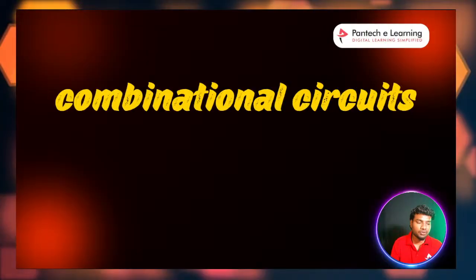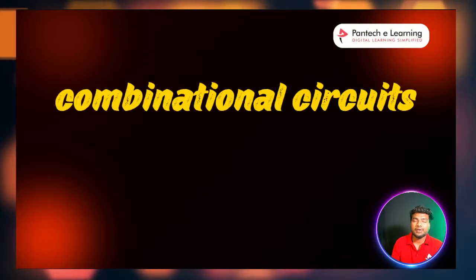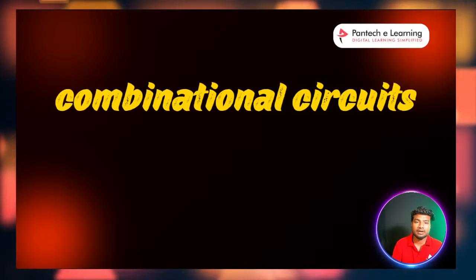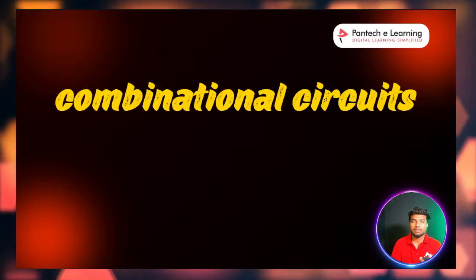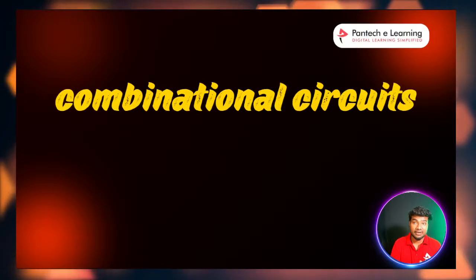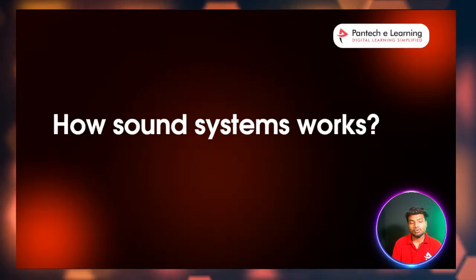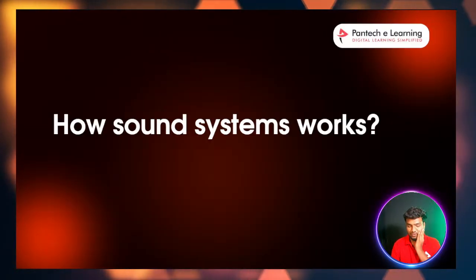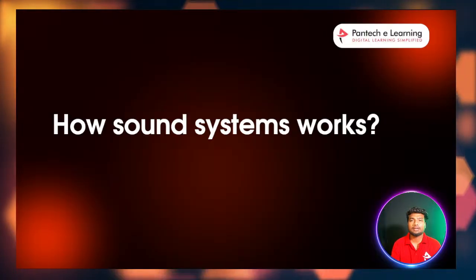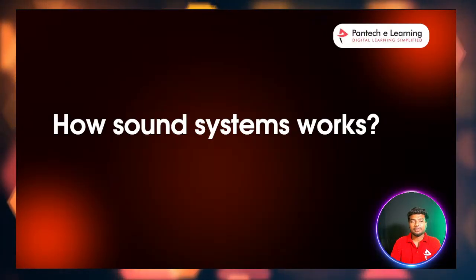And then let's move into combinational logic. Combinational logic is nothing but, based on the current input only, it will give the output. This is the basic thing of combinational logic. Before going to that, I will ask one question. How does a sound system work? I think some of you know about the home theater. We have a home theater in our home.